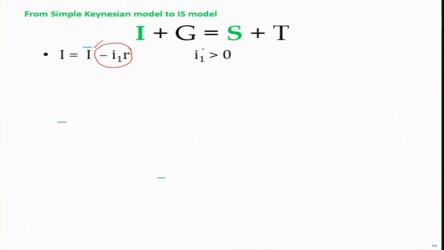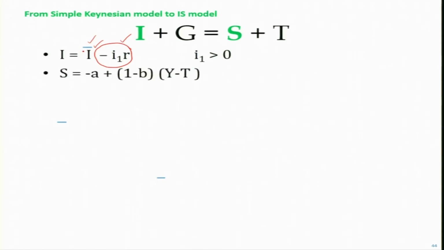In the IS model we also decompose the total investment into an autonomous component and another, the interest rate induced component. In the simple Keynesian model we only assumed an autonomous component, with no interest induced component.